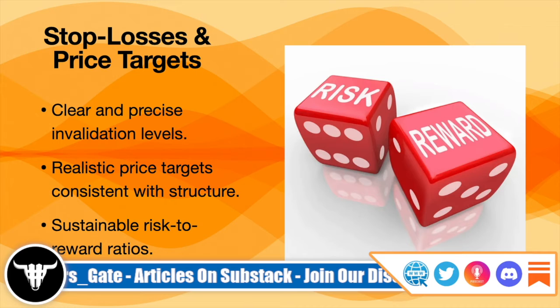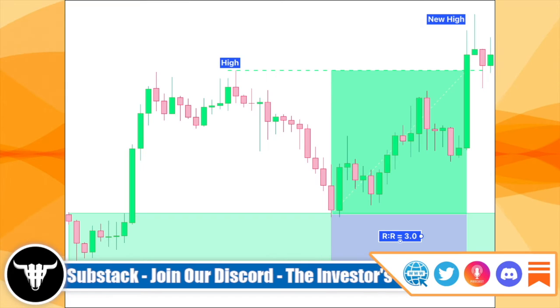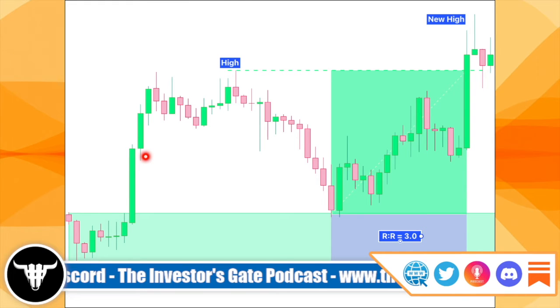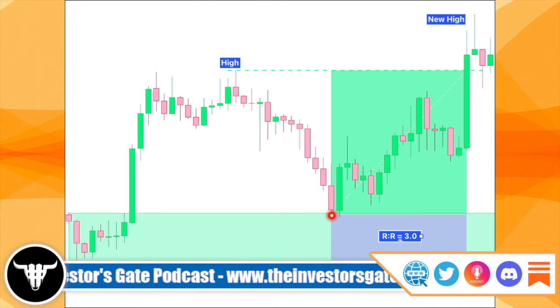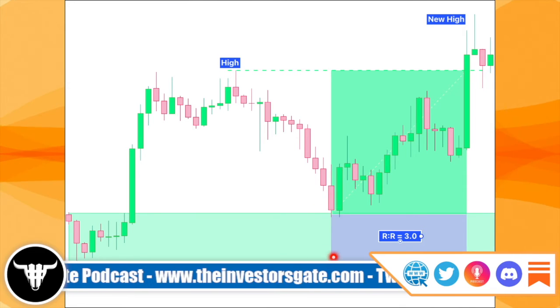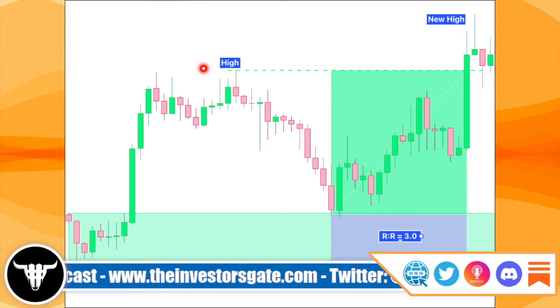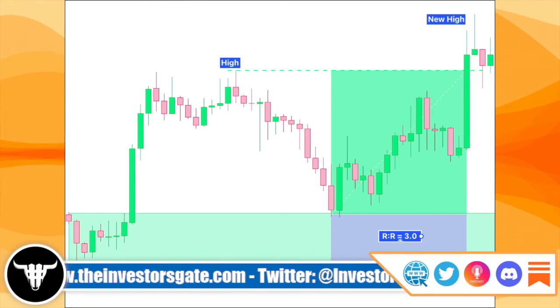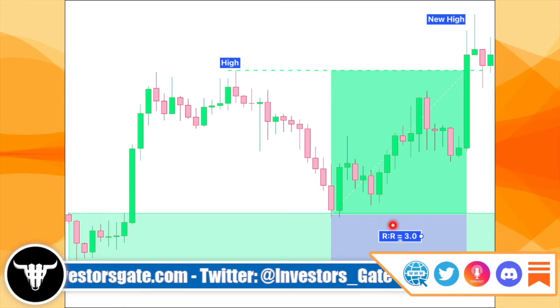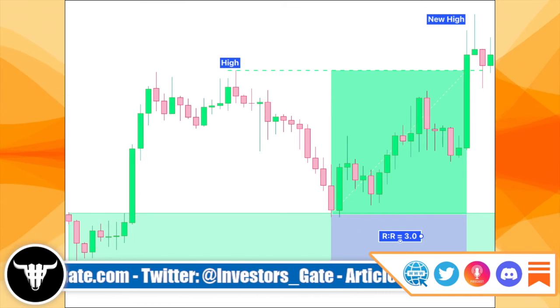So here is an example of another, in this case, demand zone trade. So we have this low, here's the zone, huge impulse, make a high, price comes back into that zone, entry at the top, invalidation at the bottom, and targeting that previous high, like I've talked about, gives a perfect 3 risk to reward. And that is why I would take this trade.